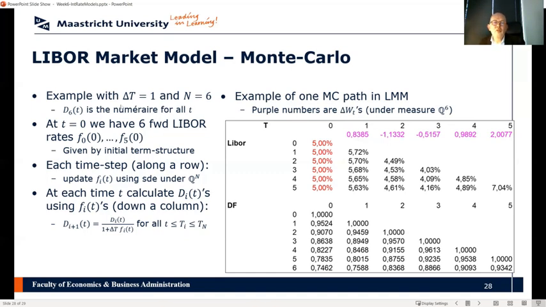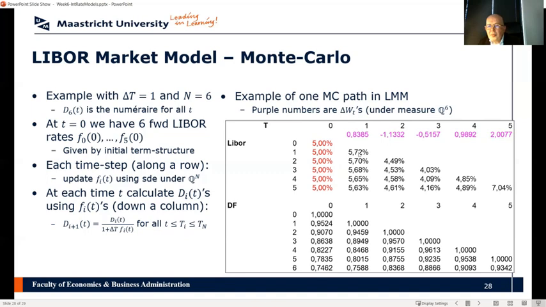And how do I now move my LIBOR market model forward? Well, I'm simultaneously modeling all these LIBOR rates F0, F1, F2, F3, F4, F5. Well, F0 is a bit, let's say, not very interesting, because F0 is the current spot LIBOR rate. So that process is basically done at time 0 already. So actually, I'm only modeling 5 LIBOR rates. Now, if I take one time step forward, I'm taking a horizontal step here. So I'm moving along a row.